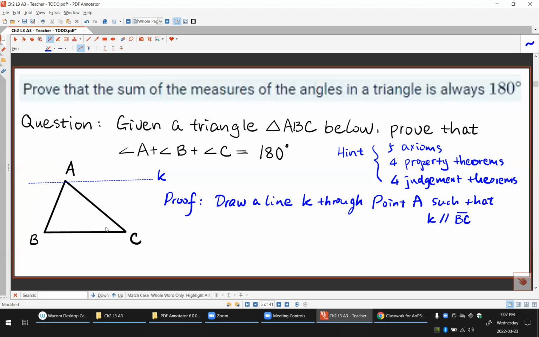Probably in the parallel lines, we have some congruent angles, right? So if I draw a line like this, line K, that is parallel to segment BC, in order to facilitate our discussion, let's call this angle alpha and this angle beta. Because line K is parallel to segment BC, we have alpha equals angle B, right? Why is that possible? Can you see that? Yeah. Because alpha and angle B are, what do they call? They are called alternate interior angles, right?